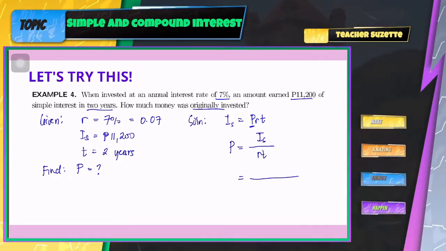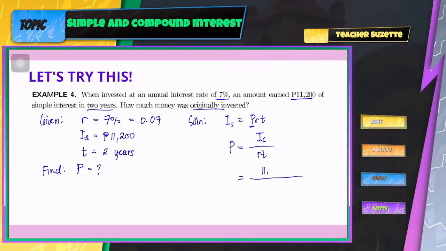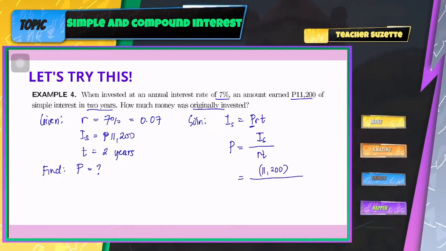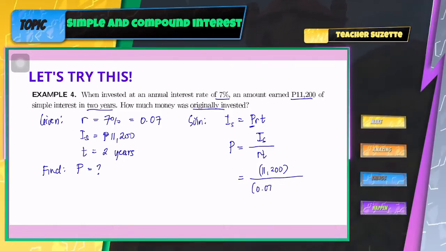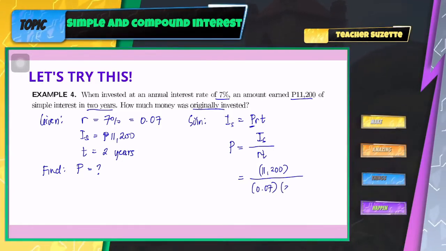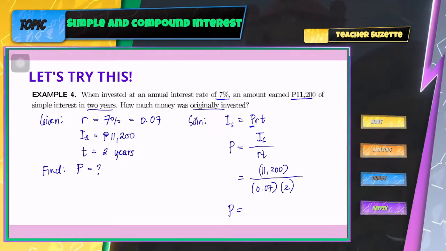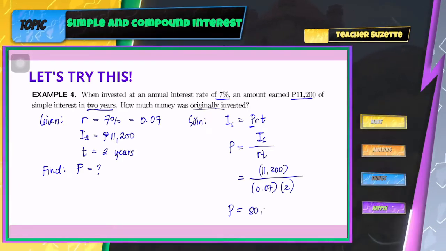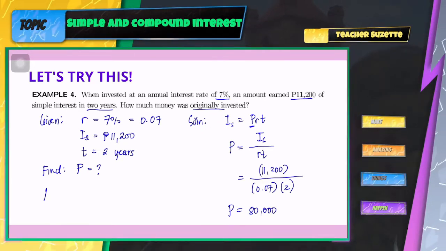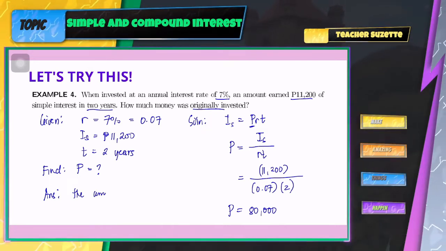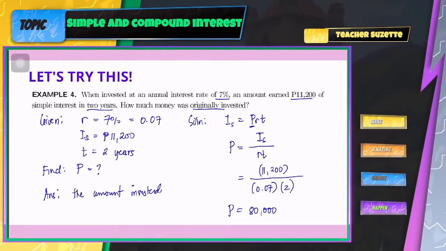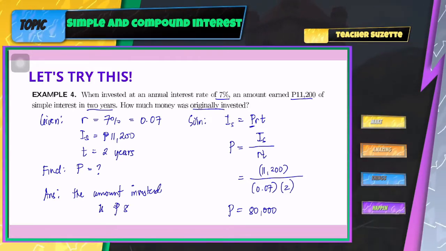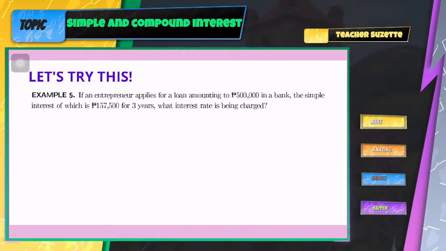Substitute lang po natin yung ating mga given. Our interest is 11,200 pesos and our rate is 0.07 and time as 2. So therefore, our computed amount is 80,000. So our answer for example number 4 is the amount invested is 80,000 pesos. Next, let's have example number 5.